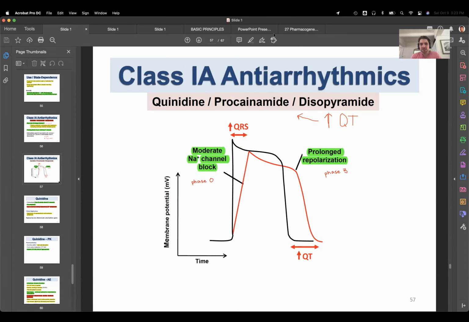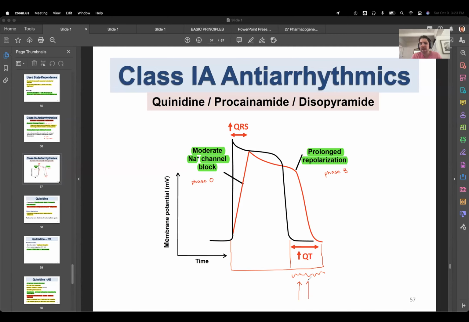If you extend this QT right here, what you're doing is, technically, making this whole interval longer. But what happens in this zone is very dangerous. You're tempting fate here, because what can actually happen is you can get re-entrance.